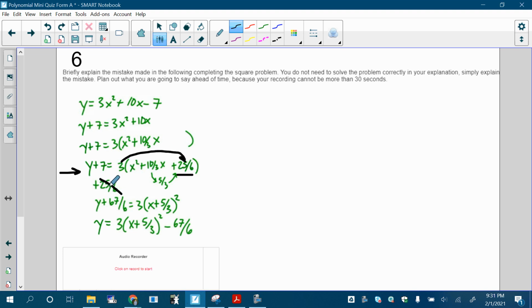So that should not have been a 25/6. It should have been 25/6 times 3, which is 25 halves. So I should have added 25 halves to both sides. And that would have changed then this and then that as well. Okay.